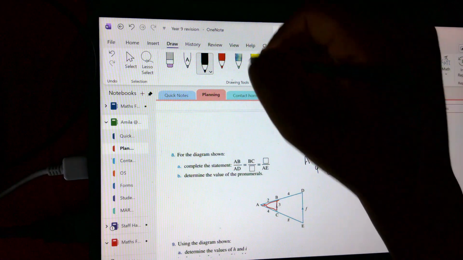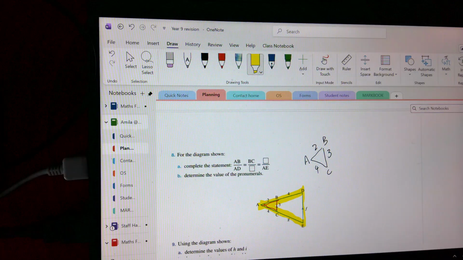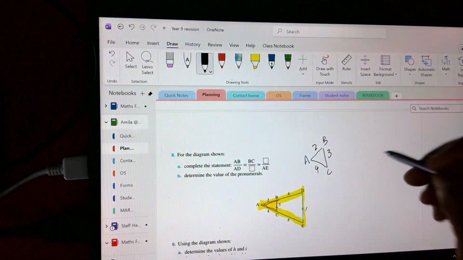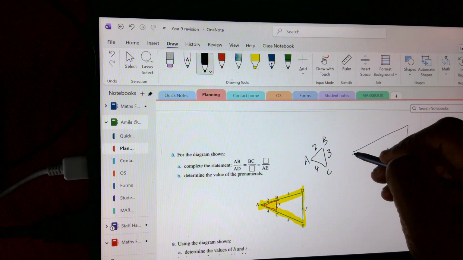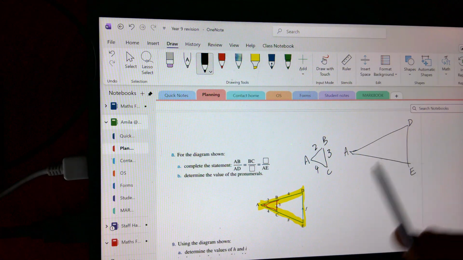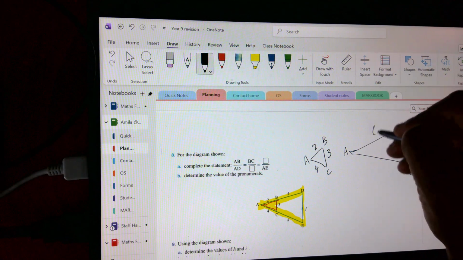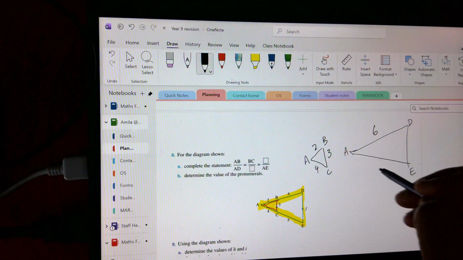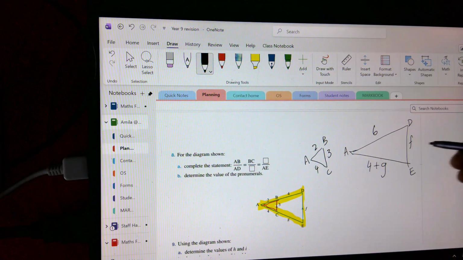And then I've got my big triangle. If I highlight that here as A, D, E, and we know that AD is going to be this whole distance here, so 2 plus 4, so that's 6. We've got 4 plus G for this, and we've got DE as F. So there's my two triangles.